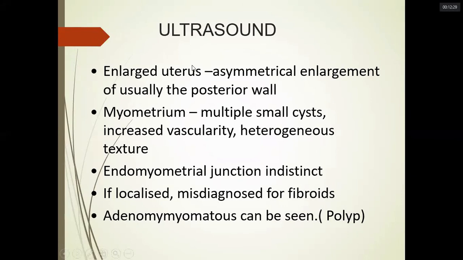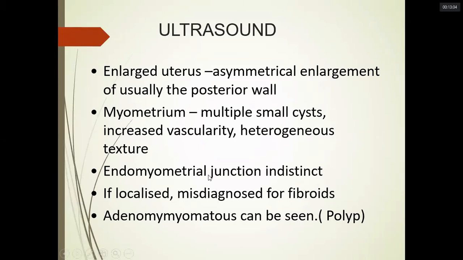For investigation, we can send a routine blood examination. In the routine examination, anemia could be seen due to menorrhagia. However, ultrasound is the first line of investigation we can do to diagnose adenomyosis. In ultrasound, we can see asymmetrical enlargement, usually of the posterior wall. In the myometrium, multiple small cysts with increased vascularity and heterogeneous texture are seen.